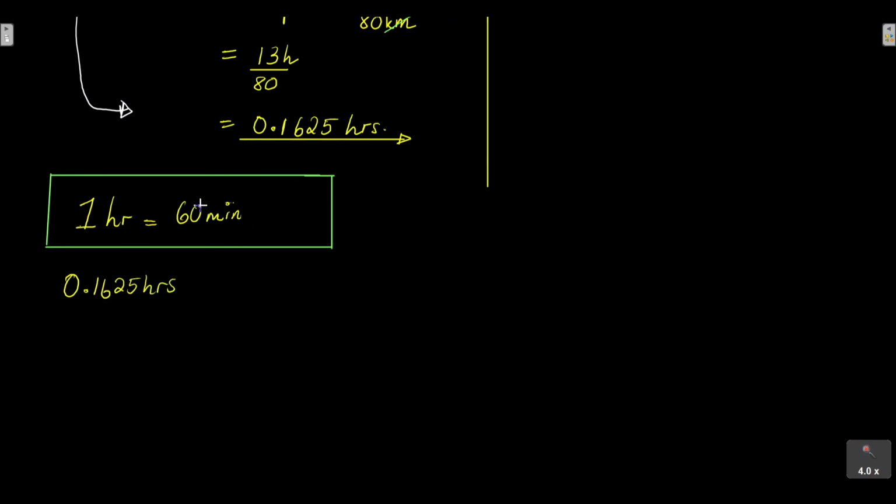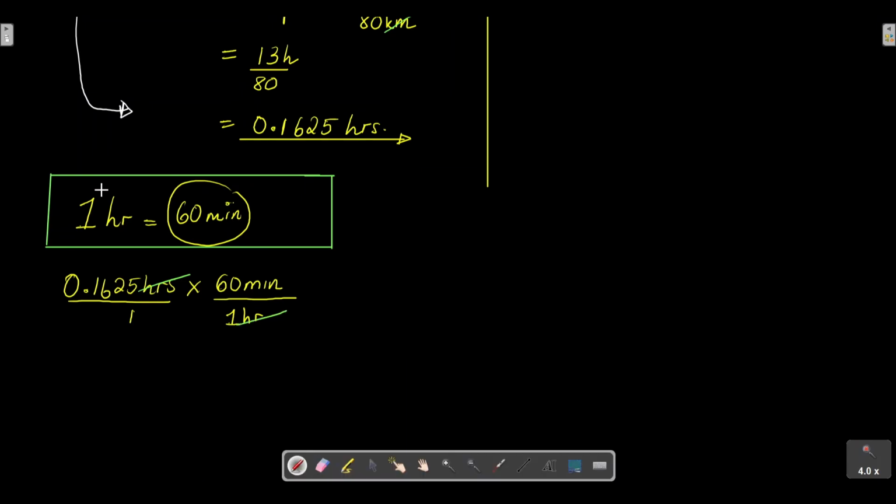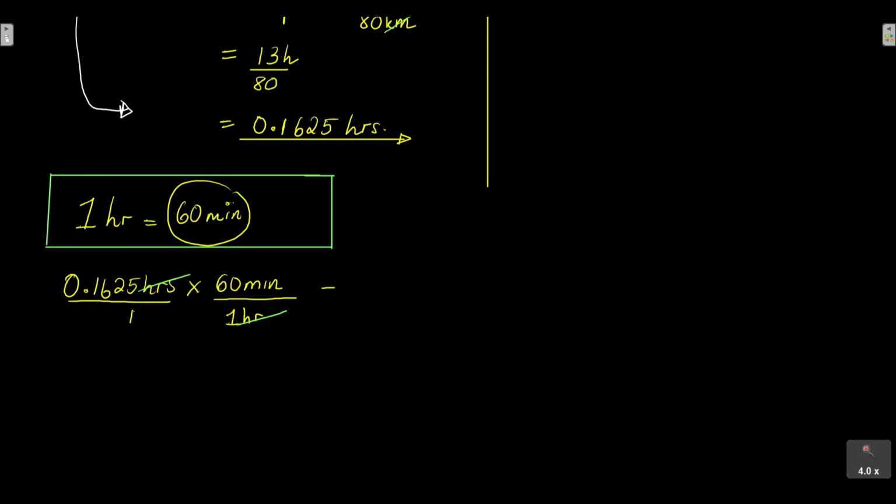0.1625 hours. We're going to multiply by what we want. Do you want the units in minutes? So we're going to multiply it by 60 minutes, divided by what you have, 1 hour. What do you see? The units cancel. I love this method, guys, it works every time. They cancel, leaving you with the answer in minutes. This is just the same as saying 0.1625 multiplied by 60. You get 9.75 minutes.